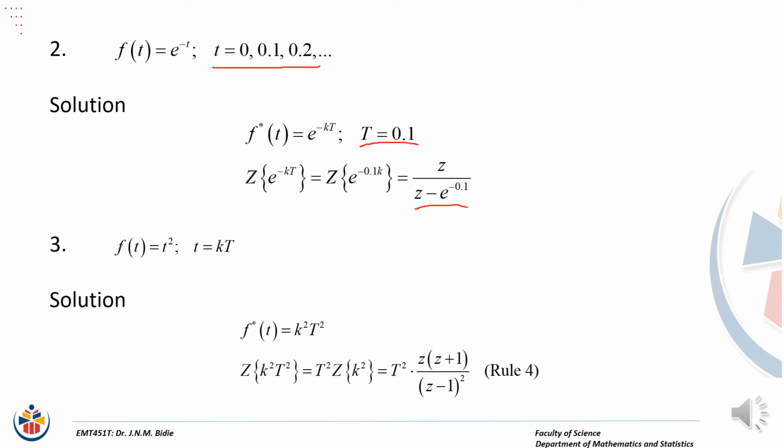Then number 3, we have f of t equal to t squared. Again, we use t equal to kT to sample this continuous signal. We get therefore k squared T squared. Note that the Z transform is linear, and T usually is just a number. So we can take out the coefficient T squared and then find the Z transform of k squared using rule 4.